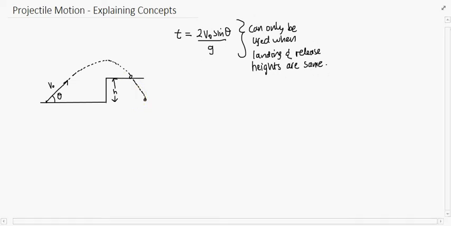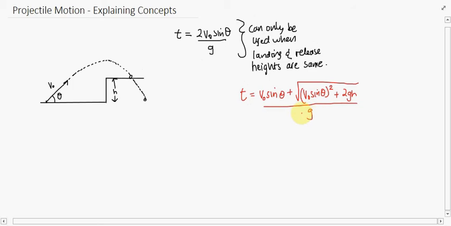So what happens in the case where the landing height is not the same? You've got a particularly horrible looking formula that says that the time the projectile spends in the air is equal to v naught sine theta plus the square root of v naught sine theta squared plus 2g delta h, and all of that over g.